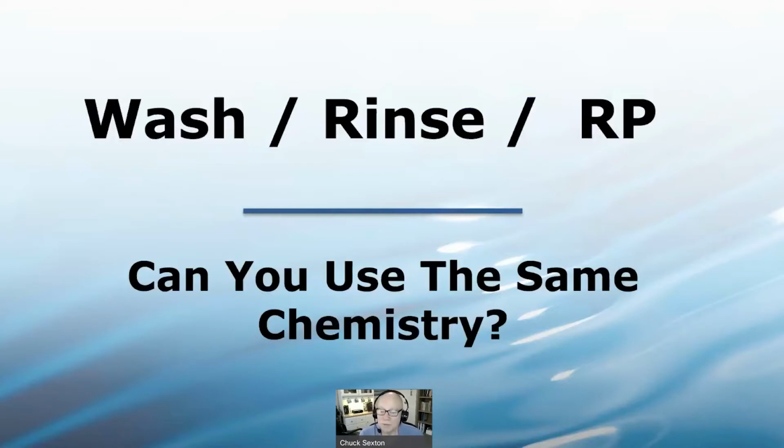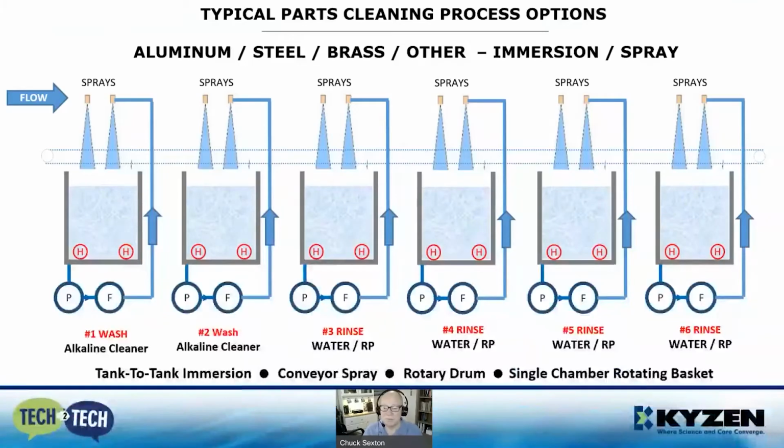This presentation is on multiple stage cleaning systems, parts cleaning washers, where you have different chemistries in different stages for washing, rinsing, application of an RP, rust preventative. And the main question we're trying to answer here is, can you use the same chemistry in all the different stages, or at least some of the different stages?